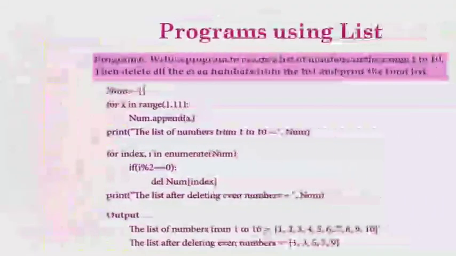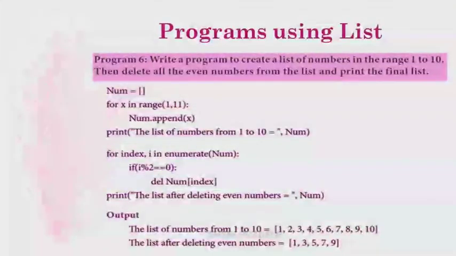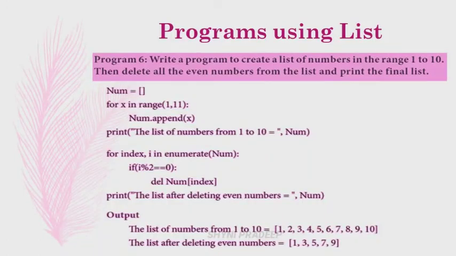Let's see the next program. Write a program to create a list of numbers in the range 1 to 10. Then delete all the even numbers from the list and print the final list. Here first you have to create a list of numbers in the range 1 to 10 and then delete all the even numbers from that list and print the final list.